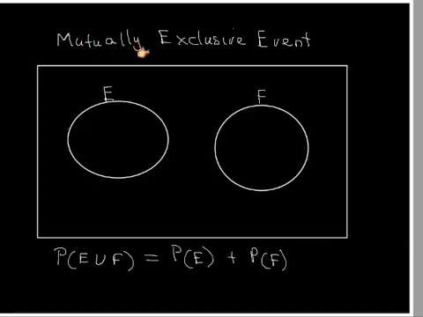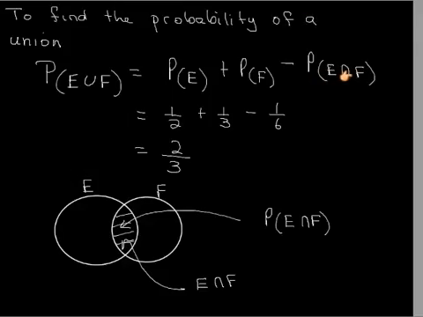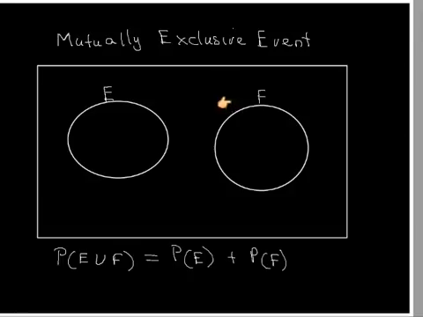If the events are mutually exclusive, which means there is no intersection, then you can simply say that the probability of E union F is probability of E plus probability of F, and you do not have to subtract the intersection piece there. So the subtraction is only needed if it is not mutually exclusive. If it's mutually exclusive, then you can just use this equation here.